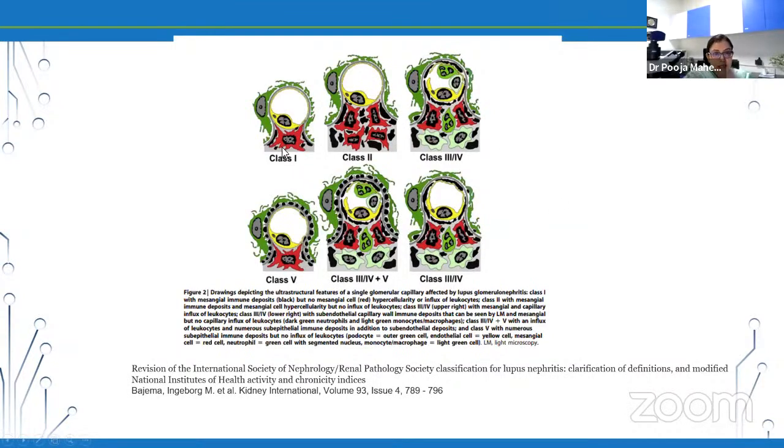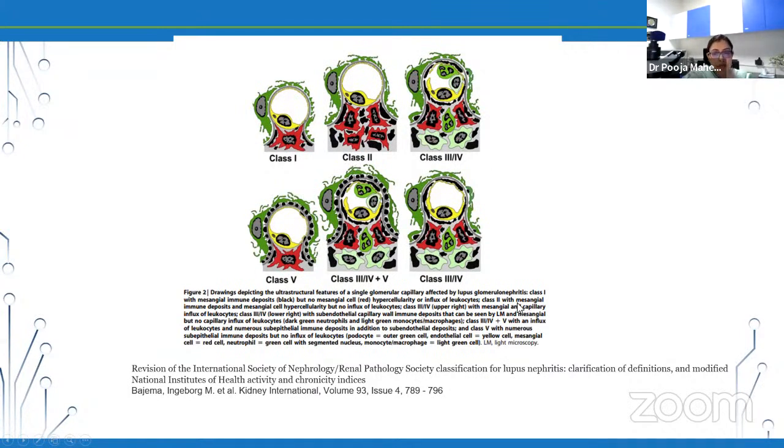You can see that the reddish red cell is mesangial. So this is class 1. The blackish part is immune deposits. In class 1, there are mesangial immune deposits, but no mesangial hypercellularity. So these red are mesangial cells. In class 2, the number of mesangial cells increases and there are more deposits here. So this is class 2.